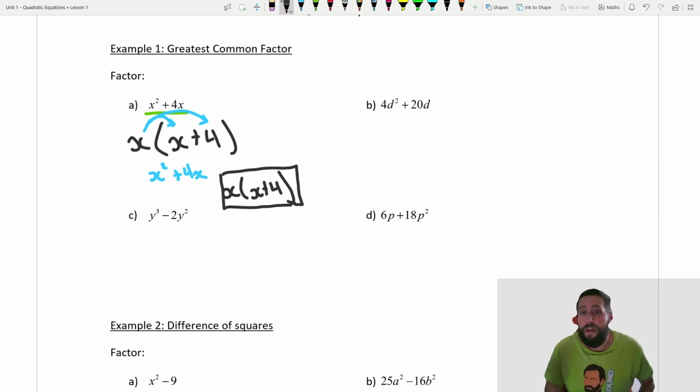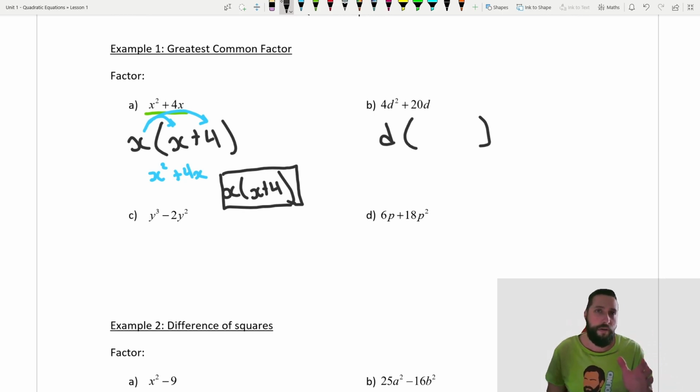Okay, let's do b. b is 4d to the power of 2 plus 20d. Okay, so in this one, we can confidently say that we can take d out of both. Okay, because the letter d is in both the first term and the second term of this binomial. Okay, so this is going to be d, and we're going to open a bracket. Okay, now we're going to look at the coefficients in front. Okay, so the coefficients are the numbers.